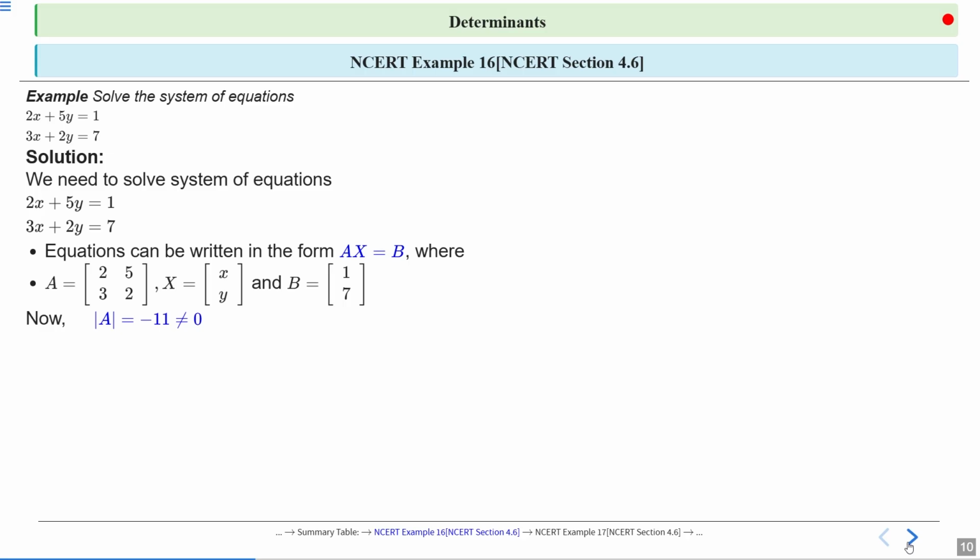Now, we calculate determinant of A. To know if this system of equations has a solution or no solution, at first we have to calculate determinant of A. If it is equal to 0, then we go to subcases 2a and 2b. But here, determinant of A is minus 11, that is not equal to 0, that is case 1. So, the system has a unique solution and it is consistent.